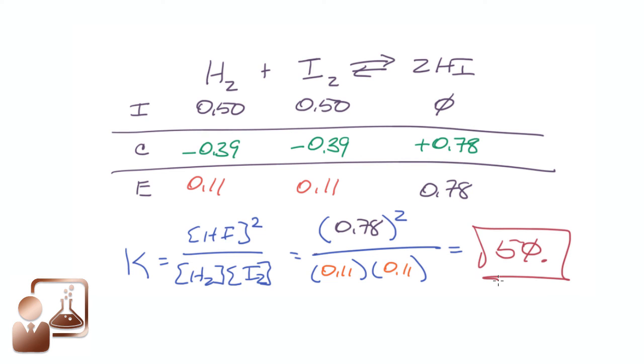And all this information is available to me from just a simple piece of information of what concentrations I started with and one change or equilibrium. And I can see it, I can sort it, I can organize it by using an ice table.